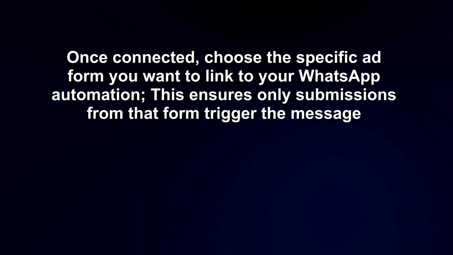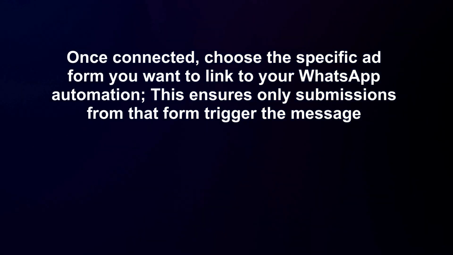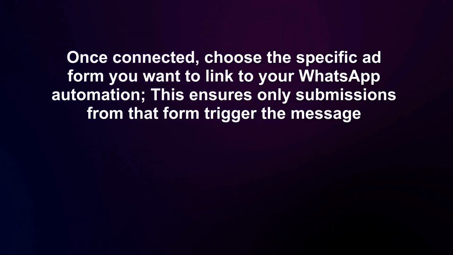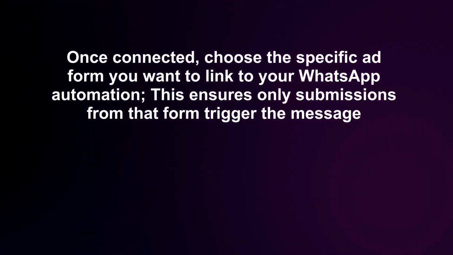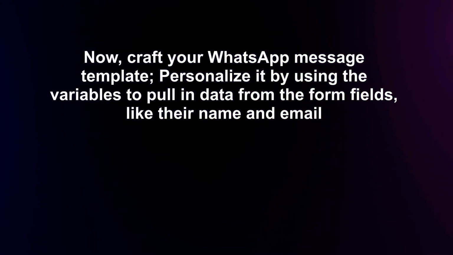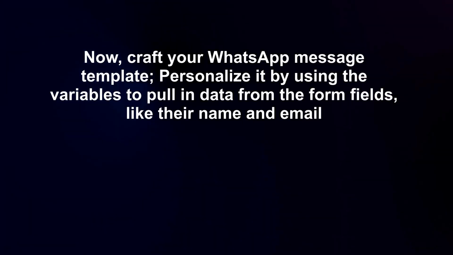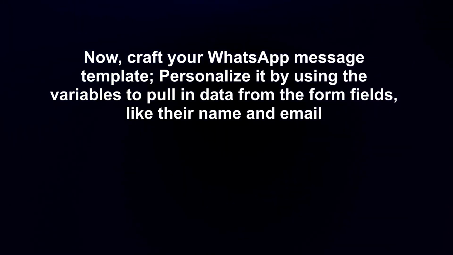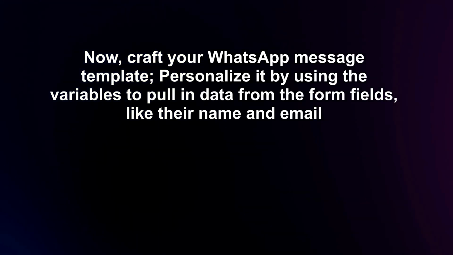Once connected, choose the specific ad form you want to link to your WhatsApp automation. This ensures only submissions from that form trigger the message. Now, craft your WhatsApp message template. Personalize it by using the variables to pull in data from the form fields, like their name and email.